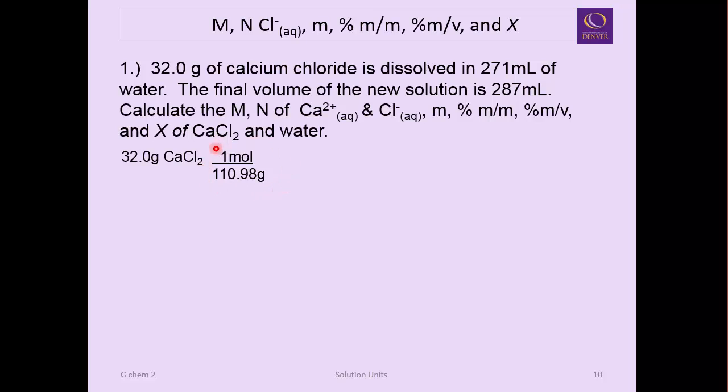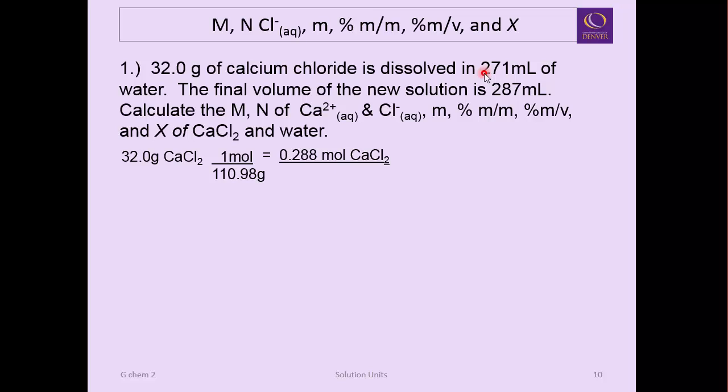This came from off the table. 1 calcium, 2 chlorines, 110.98 grams per mole. That's going to cancel out my grams. It's going to leave me 0.288 moles of calcium chloride. Now, what volume of liters is my final solution?